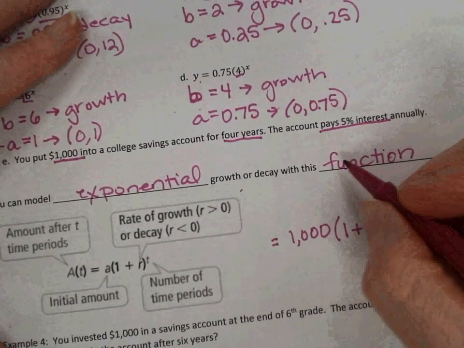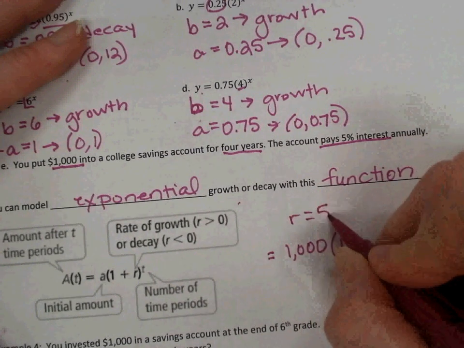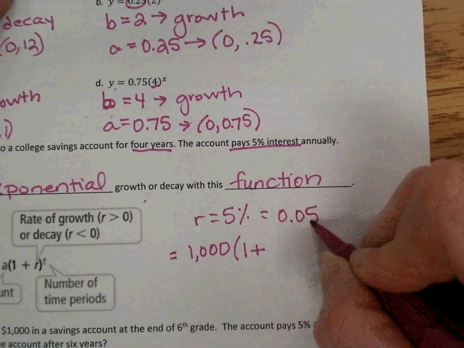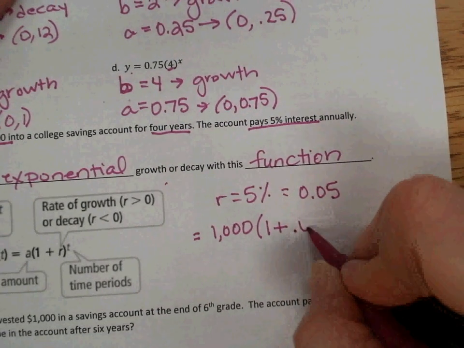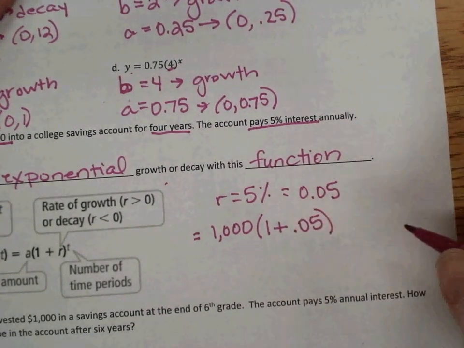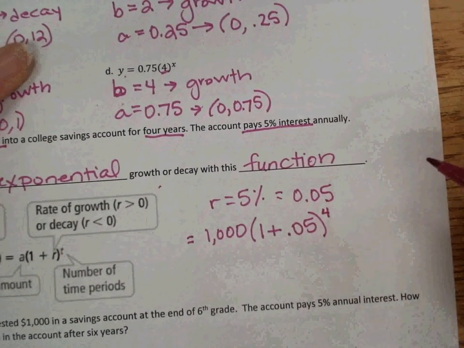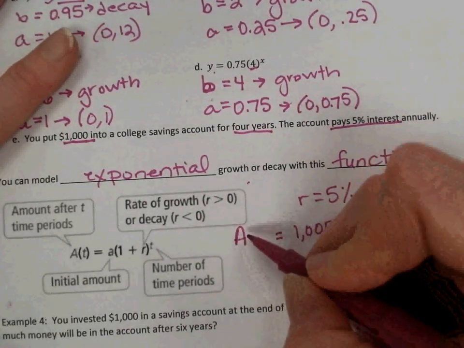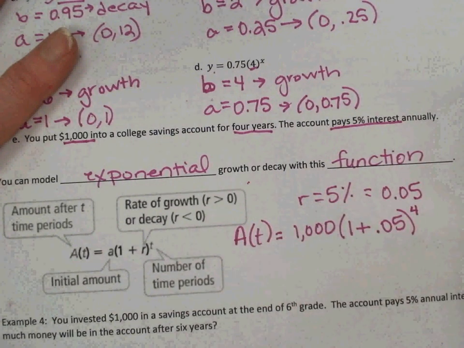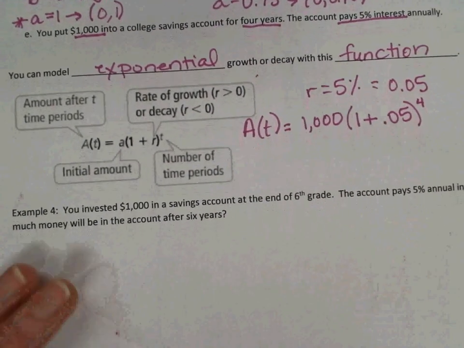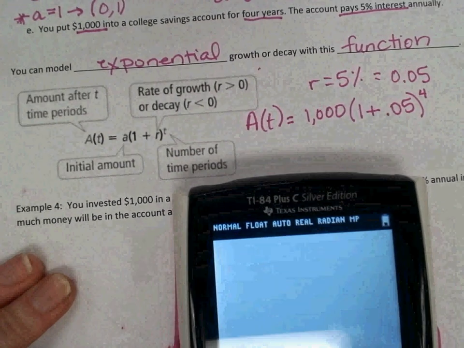And 1 plus my rate. Now my rate r here is 5%. We always want to write that as a decimal. So that's going to be 0.05. And then for the t time, they tell me 4 years. So we're going to raise that to the 4th power. So the thing we're solving for is A of t, or how much we'll have after 4 years.